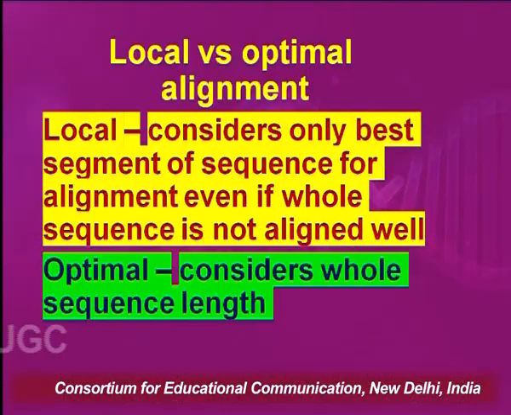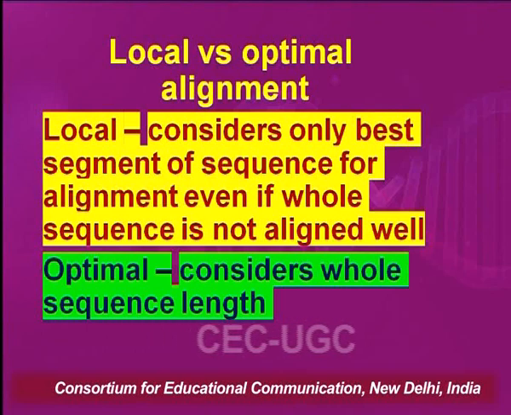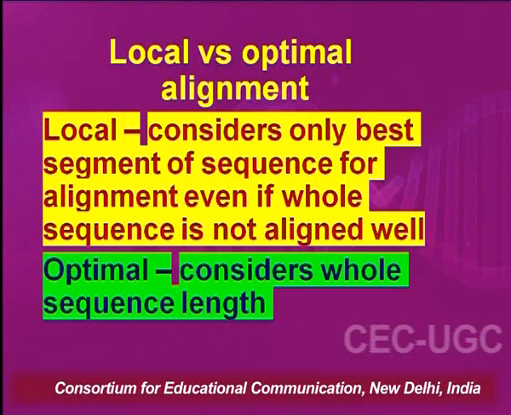So we have now known what is a multiple sequence alignment, what do we do in that, and what is a good alignment. Now we know what information we can derive from this alignment. Now we come to the next concept in studying the alignment, which we must understand: local versus optimal alignment. Now what is a local alignment?